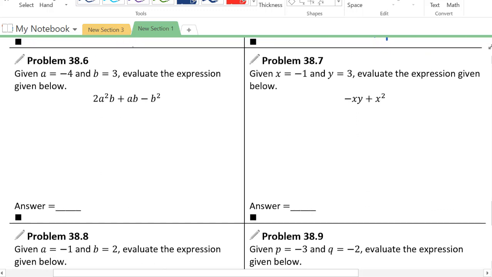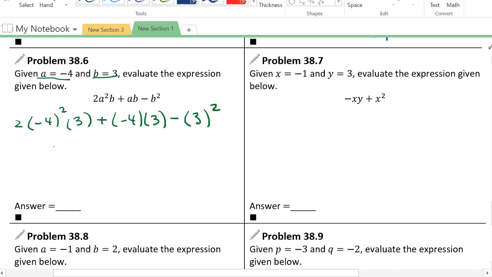Alright, so next one, same thing. We're going to substitute. A is -4, B is 3. So it's going to be 2 times -4 squared times 3 plus -4 times 3 minus 3 squared. Okay, and again, all I did was just substitute.